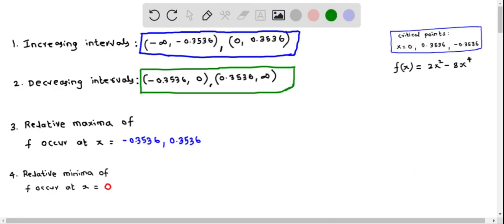Here I show the final answers to all parts of this question. We have two increasing intervals, two decreasing intervals, the relative maxima of f occurs at two values of x, and the relative minima occurs at x equals 0.